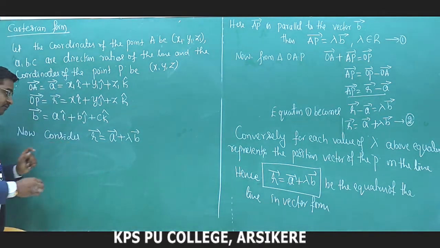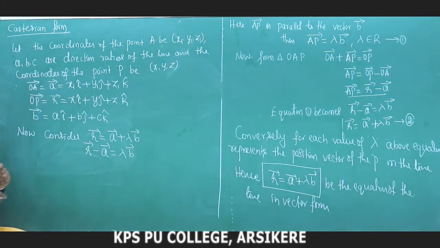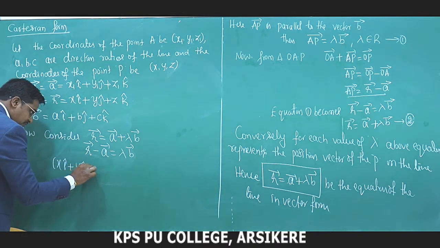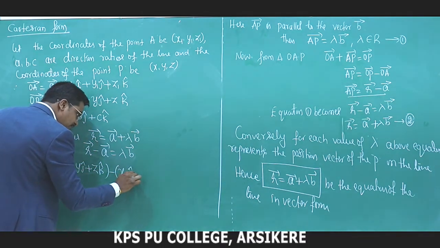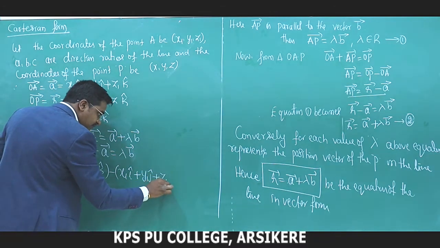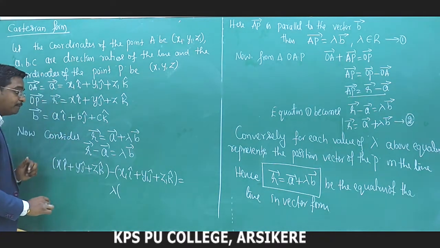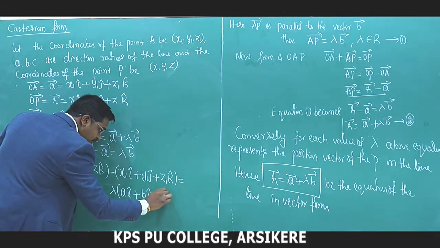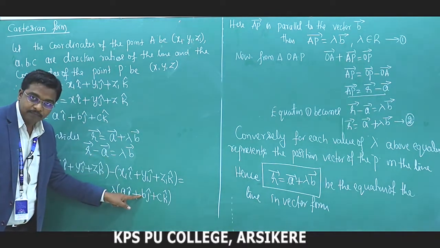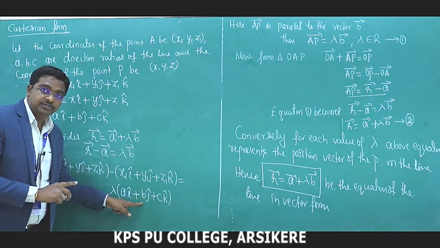Take vector A to the left hand side. What do we have there? Vector R minus vector A is equal to lambda into vector B. Now substitute all the expressions. Vector R is x into i cap plus y into j cap plus z into k cap, minus vector A, which is x1 into i cap plus y1 into j cap plus z1 into k cap, is equal to lambda into vector B, which is A into i cap plus B into j cap plus C into k cap. So don't confuse your vector B with this term B. They are entirely different. This is vector B and this is the scalar component of direction ratios.